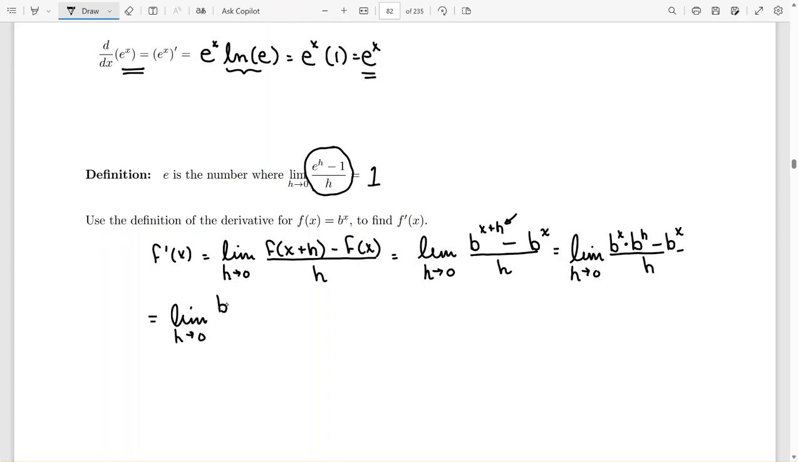So if I factor out b to the x, I'm left with b to the h minus 1 divided by h. All right, this b to the x has nothing to do with h, so it can go out in front of the limit.